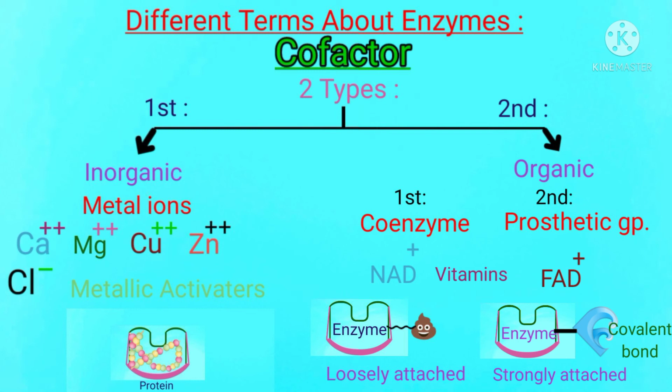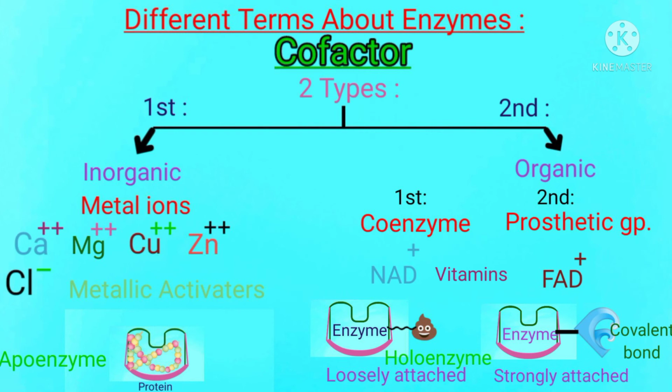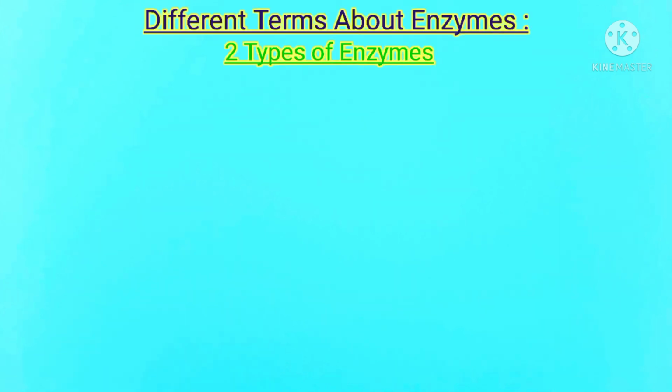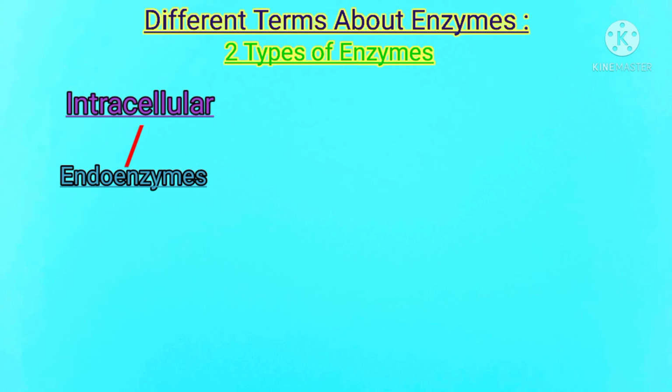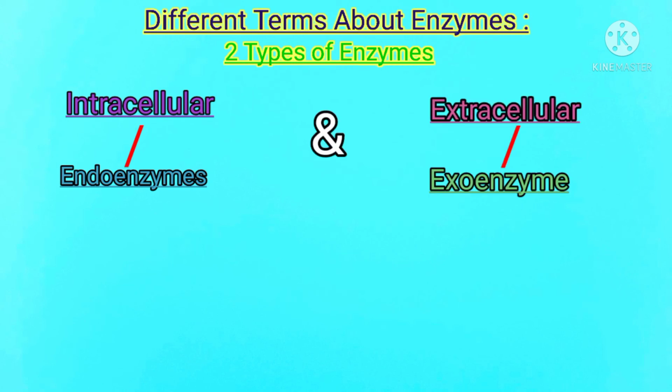for their normal activities. So a prosthetic group is firmly attached to the enzyme and activates the enzyme. On the other hand, the inactive enzyme which doesn't possess a prosthetic group is known as an apoenzyme. But the active enzyme with attached prosthetic group and coenzyme, which are the types of cofactors, organic and inorganic, is known as a holoenzyme. Next, we will see the two types of enzymes, intracellular or endoenzymes and extracellular or exoenzymes.